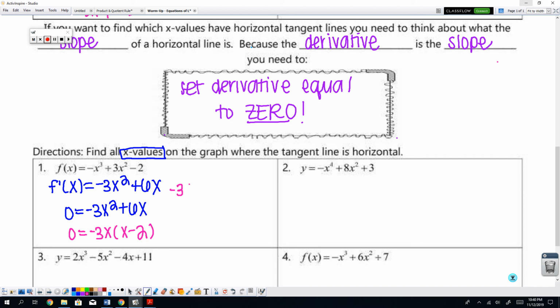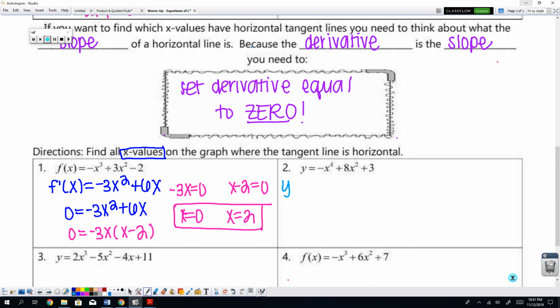We're back in algebra 2. x equals 0, so x equals 0. And then we have x minus 2 equals 0, so x equals 2. And that's all. Now we're going to do the same exact thing for the other 3. So I'm just going to take us through it real quick.